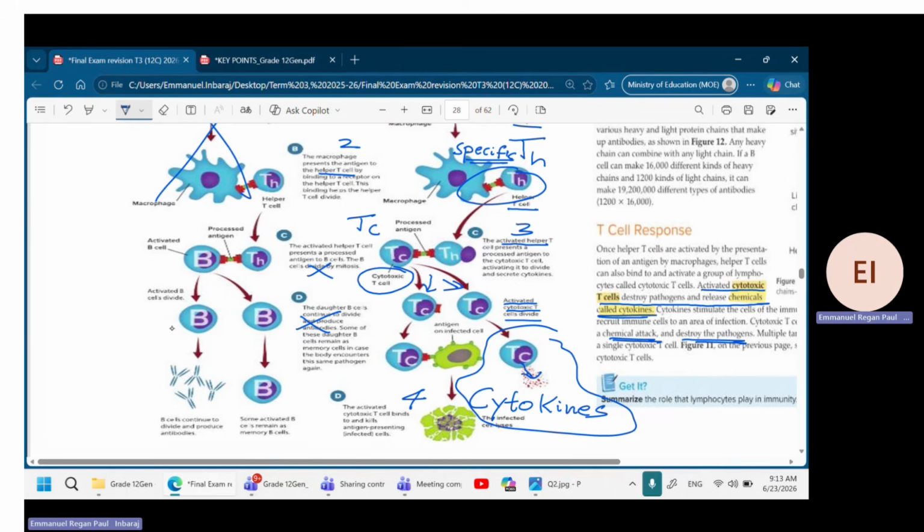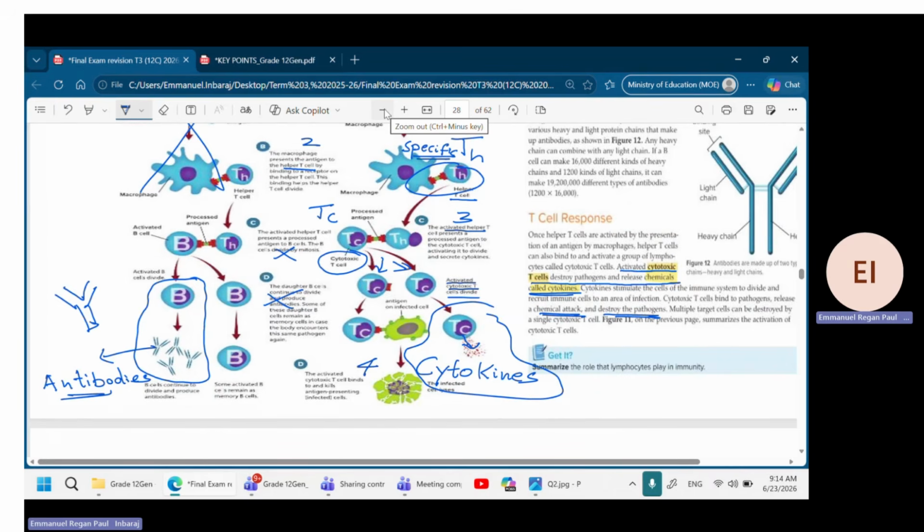From this figure, you learn only one part. The B cells will release these, which are called antibodies. They are Y-shaped. We will learn about it. So these Y-shaped structures are called antibodies. Antibodies are released by B cells, and cytotoxic T cells release cytokines. This you learn, it is enough. This is what is important.